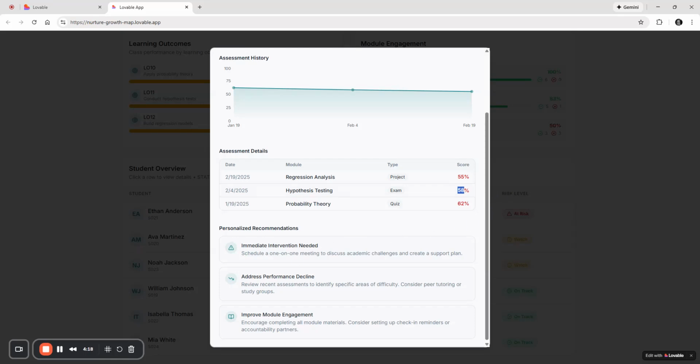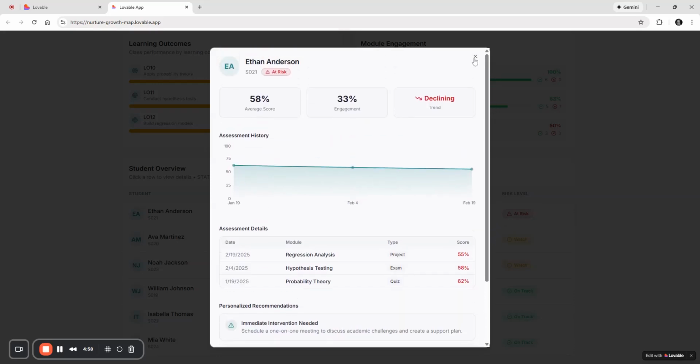So these are the personalized recommendations to the instructor or the advisor. Immediate intervention is needed. Schedule a one-on-one meeting to discuss academic challenges and offer support. Address performance decline and try to determine if there is something in the module for each of the learning outcomes, especially the ones that are showing low engagement, that you could improve. You can improve that section of the course to help students to be more engaged.